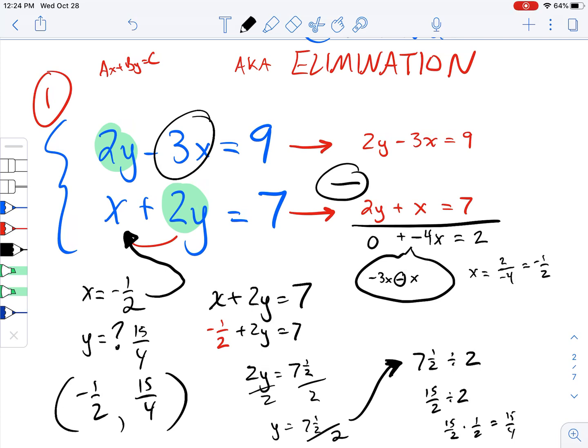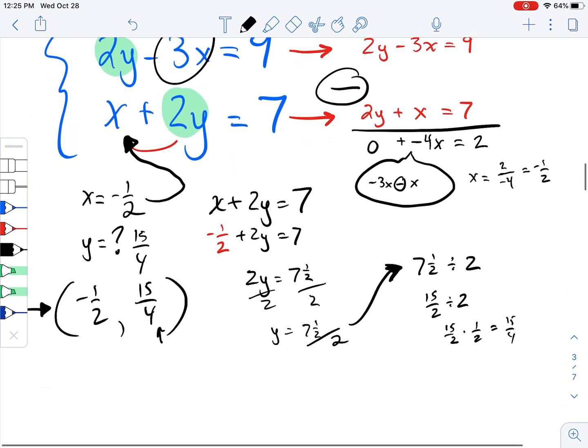You will notice this would be unfortunate to graph because I would not have my lines crossing at a perfect integral value, because these are not integers. So I would have to guess, and I don't think I would accurately guess that this was 3 3/4. You should always check.